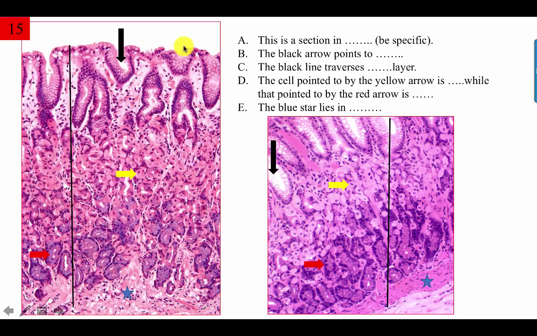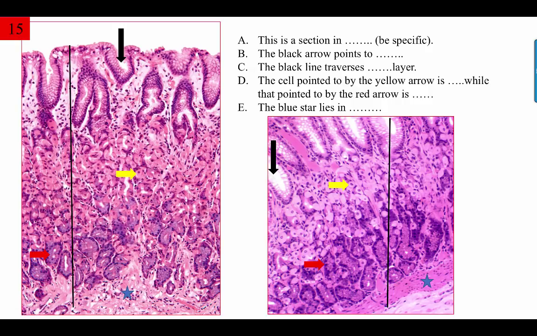The black arrow points to the pits. The black line traverses the mucosa. All of this is the mucosa, from the start till the end of the muscularis mucosa. The cell pointed to by the yellow arrow is the parietal cell, which has an acidophilic cytoplasm and a rounded nucleus, secreting HCl and intrinsic factor. The one pointed to by the red arrow is the peptic cell or chief cell, secreting the different enzymes: pepsin, renin and lipase.